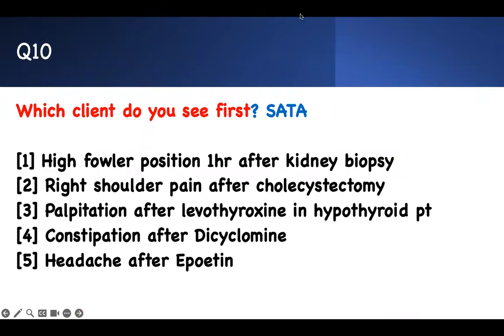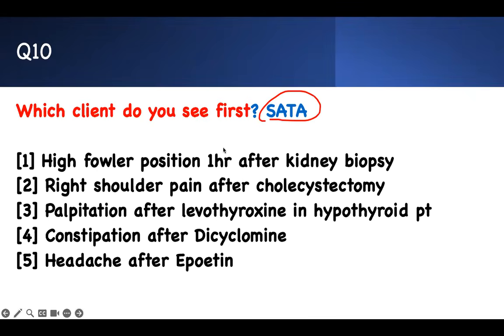Which client do you see first? You got to be sharp. And be sharp, you know what be sharp is: breathing, electrolyte, shock, sepsis, airway, neurological, and a pain problem, right? Those are the most important. But you got to be sharp.